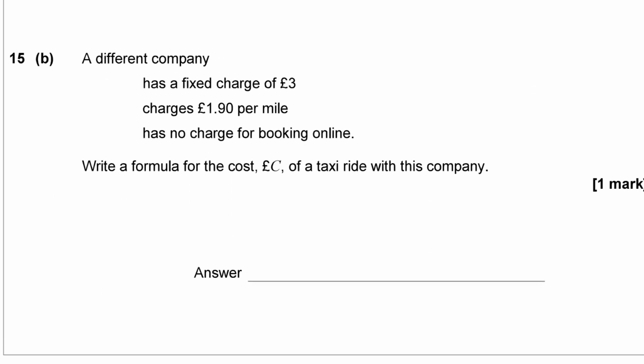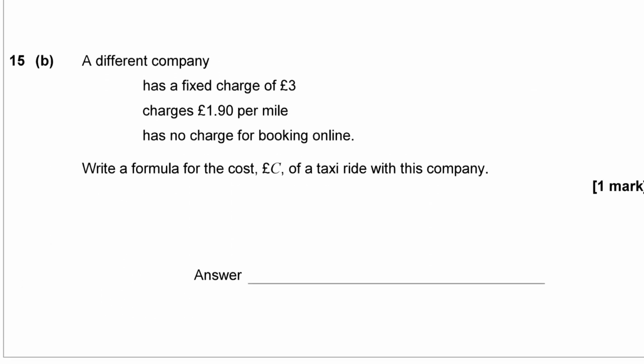Okay, now part B says a different company has a fixed charge of £3, charges £1.90 per mile, and has no charge for booking online. Write a formula for the cost C of a taxi ride with this company. Okay, so C then is going to be my fixed charge of £3 plus my £1.90, 1.9 lots of my mileage, which, if you remember rightly, is M. So C equals 3 plus 1.9 times M.